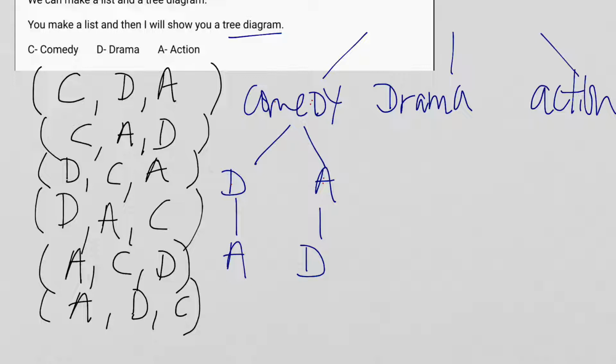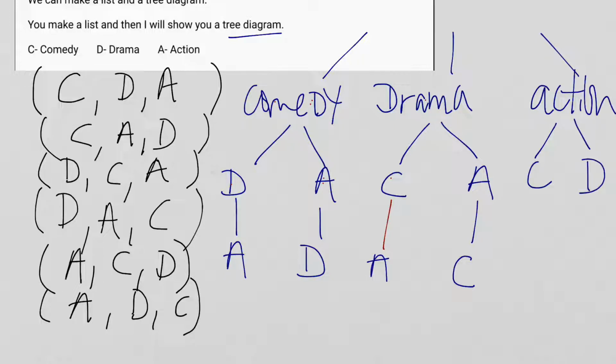If I start with drama first, I have a possibility of comedy and action. And then if I do the branch this way, drama, comedy, my other possibility after that obviously is action. If I do drama, action, last combination would be comedy. And then if I start from the beginning again, if I first start with the action movie first, then I have the possibility of comedy and drama. And depending on which way I go along this branch, I fill in the rest.